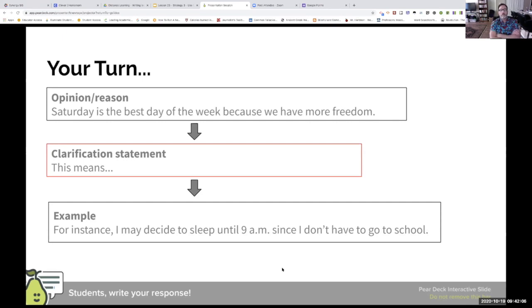And then in another minute and a half or so, I'll show you what I wrote, and not that that is by any means the only thing that can be written, but it'll just give you a clearer example of what a clarification statement should look like.